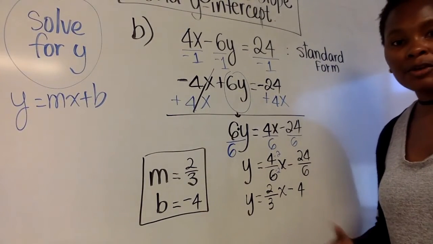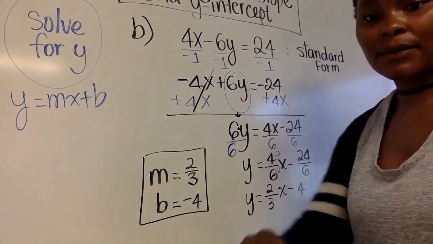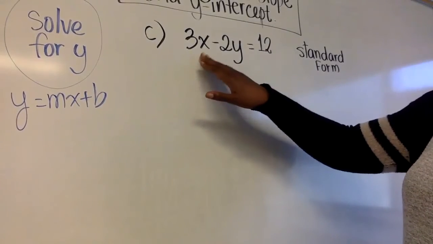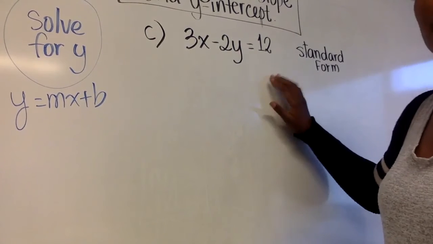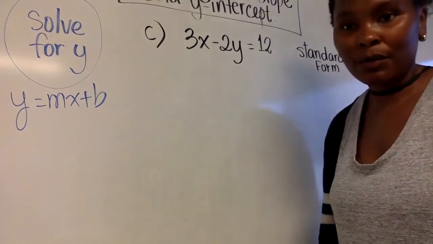And let me check your understanding. So I'm going to erase your whiteboard and give you a problem. So the new equation I'm giving you is 3x minus 2y equals 12. Identify the slope and then identify the y-intercept.